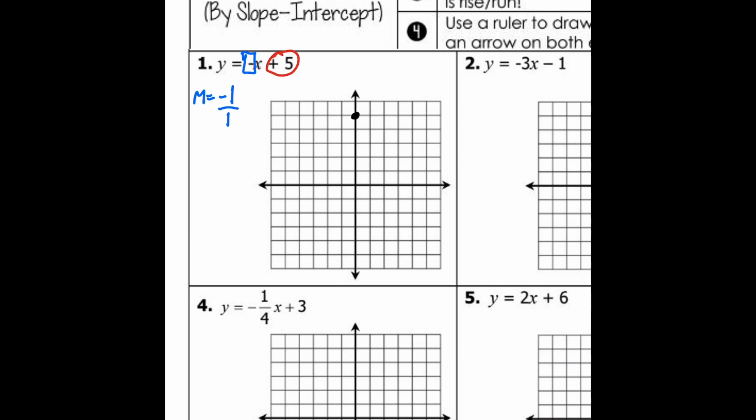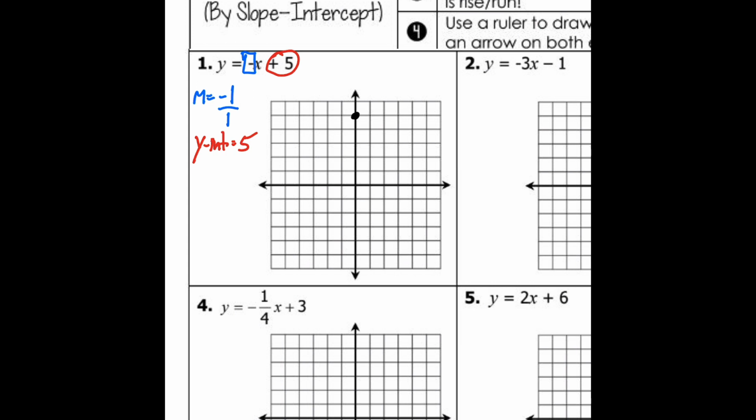We already said our y-intercept is 5. And so here we go. Now we have our slope. We're going down 1 and over 1. The question is, do I go down 1 and over 1 to the right, or do I go down 1 and over 1 to the left? When I look at my slope, it is a negative slope, -1.